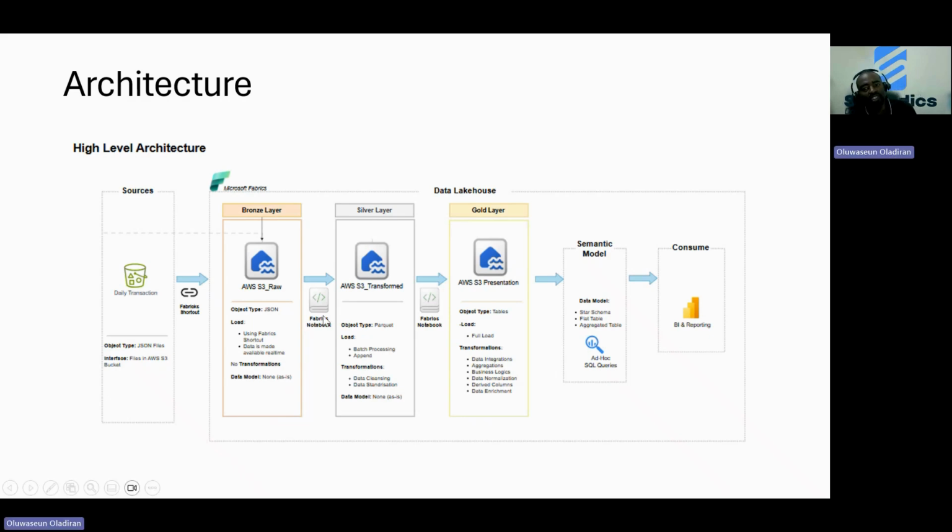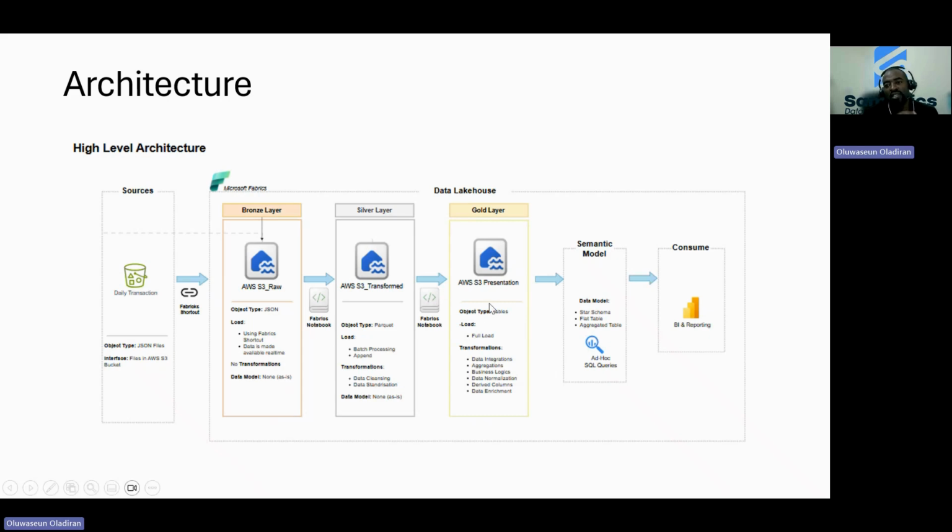Then between the silver layer and the gold layer, I run another form of transformation, and this transformation helps to split the parquet data file into dimension and fact tables, which are used for my visualization. So I split into dimension and fact and store them as tables within the gold layer. The gold layer is where the data set is, I can say, 80%, 90% ready for analytics.